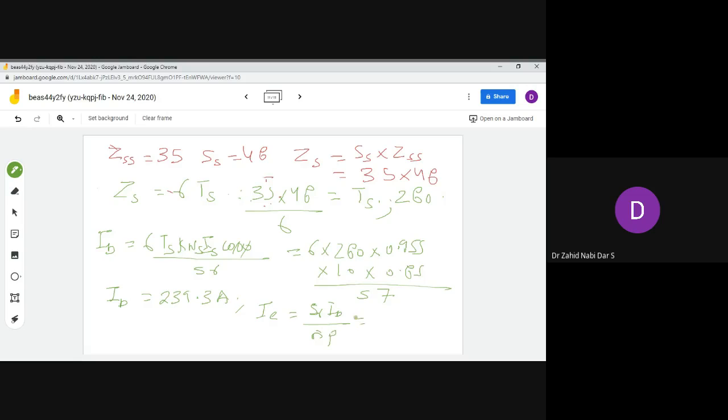So SR value you already know. SR value is how much? You tell me. You have to substitute SR, that is 57, into IB value that you just now calculated, 239.3, and pi value is 3.14, and the number of poles is 4. So you get your end ring current also. The expression for end ring current, you will get around 1086 amps. Okay, so it would be around this.